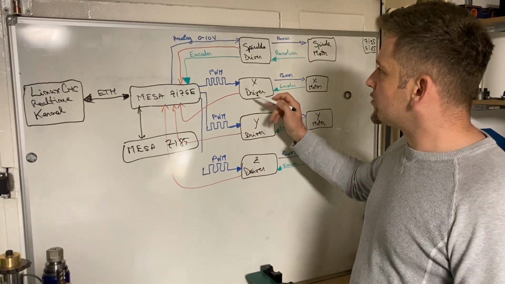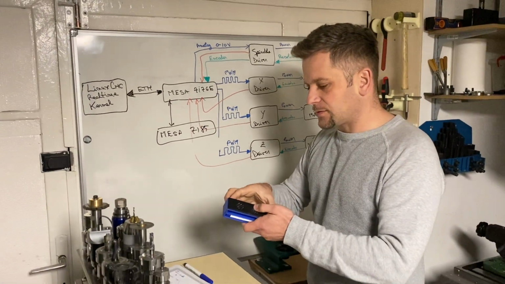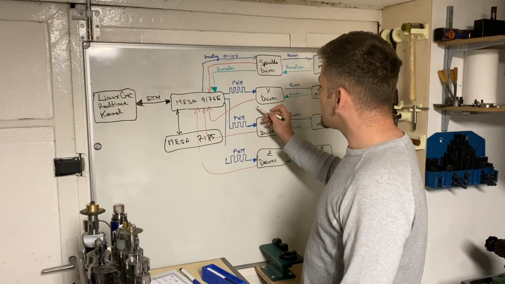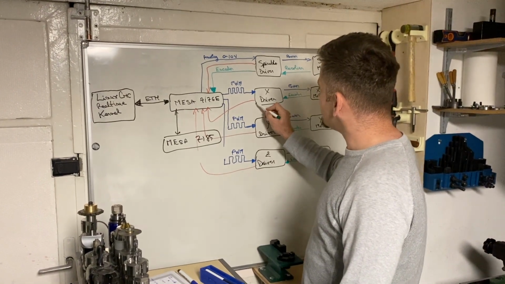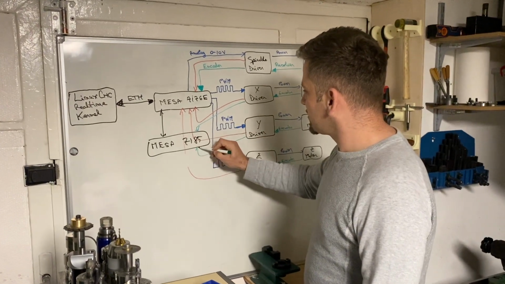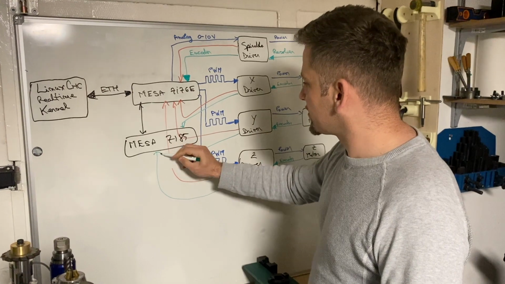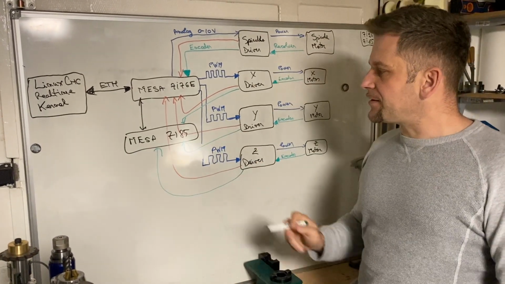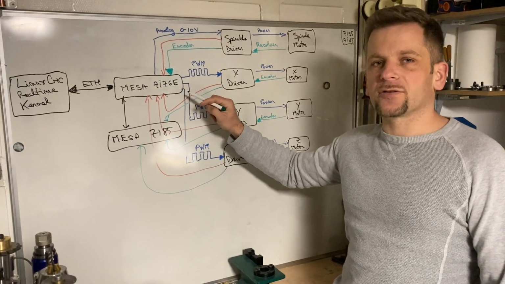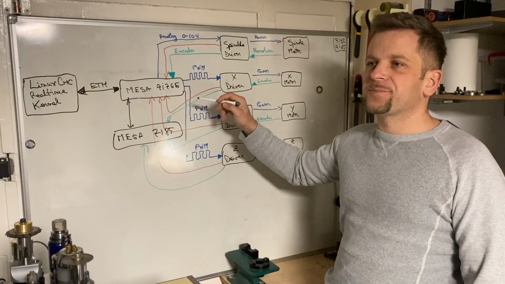So what I'm going to do, I'm going to input the encoder. I'm going to draw that with green. So I need to input the encoder from each of these axes into this Mesa 7i85, which is an encoder interface. I need to add an extra board because this one does not have encoder inputs. I mean, it has one for the spindle, but that's it.